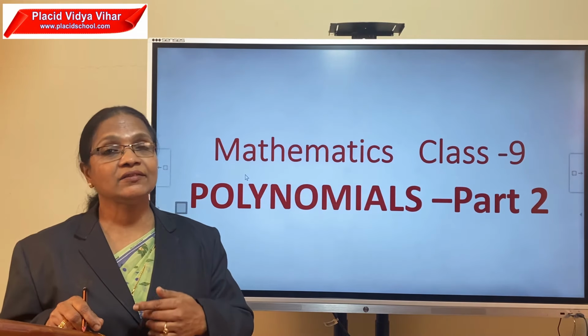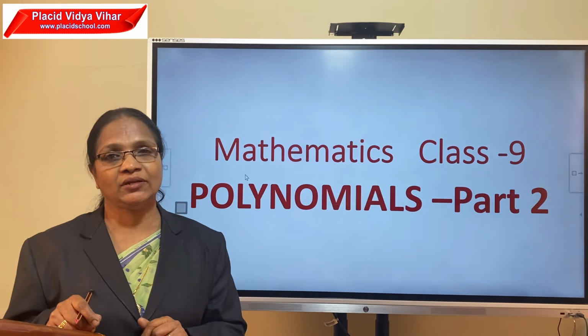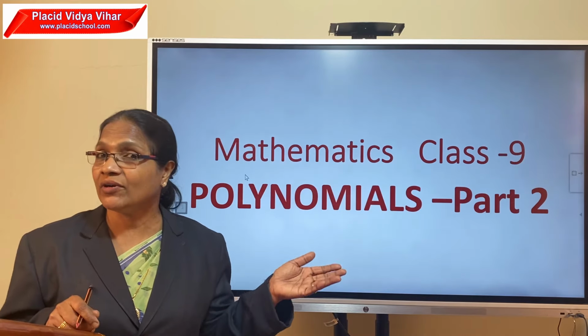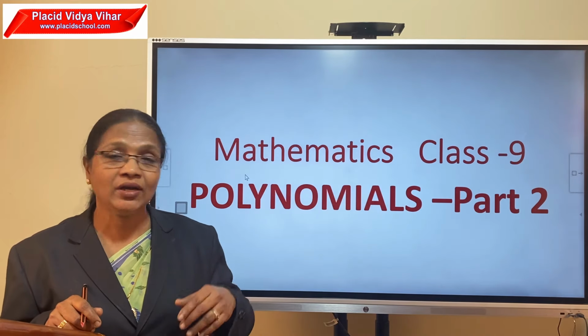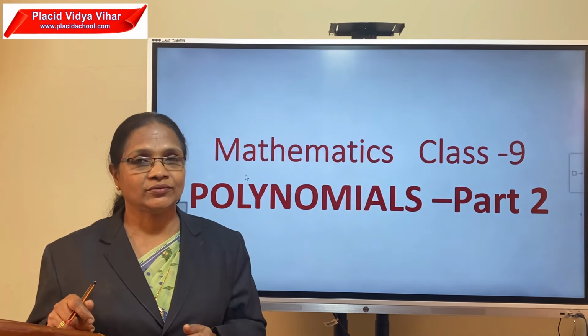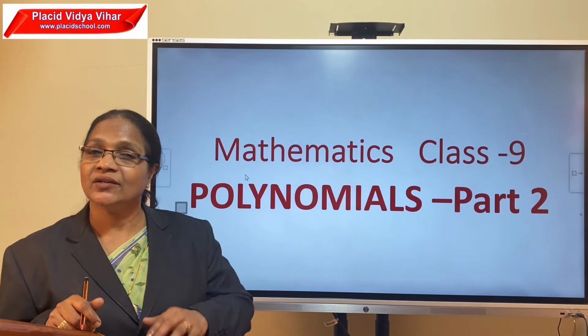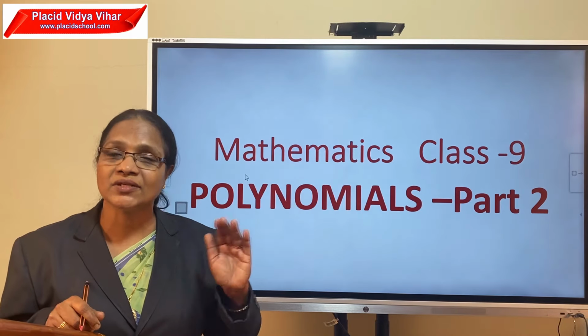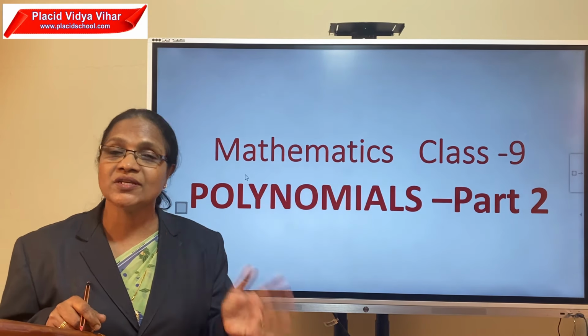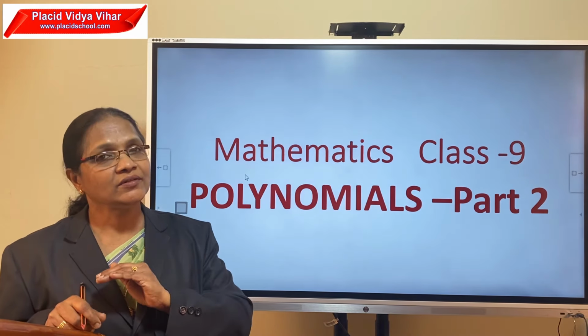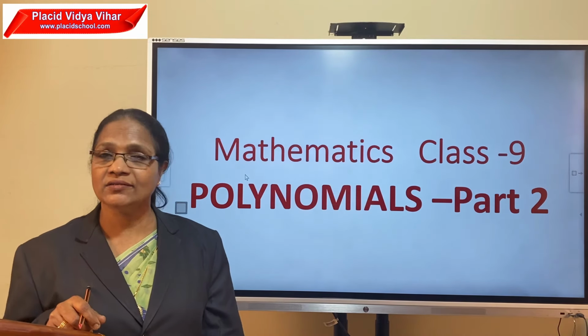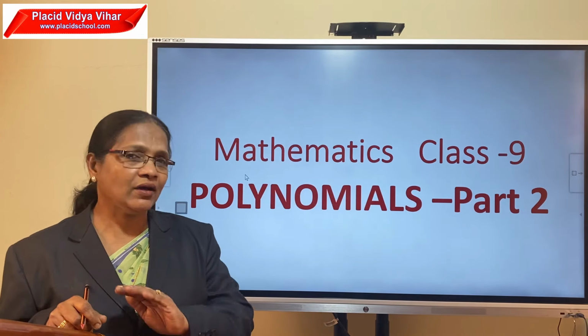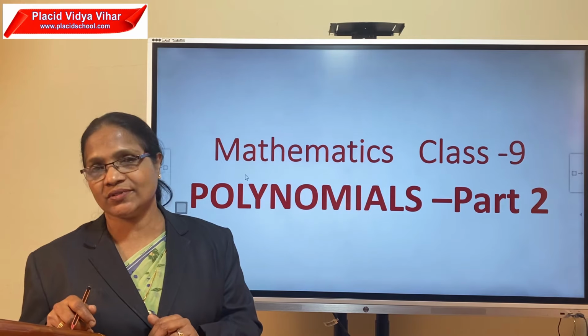Now, just consider the case of a constant polynomial. Say 5. 5 equals 5x raised to 0. 100 equals 100x raised to 0. It's very clear that there is no real zero for this constant polynomial.